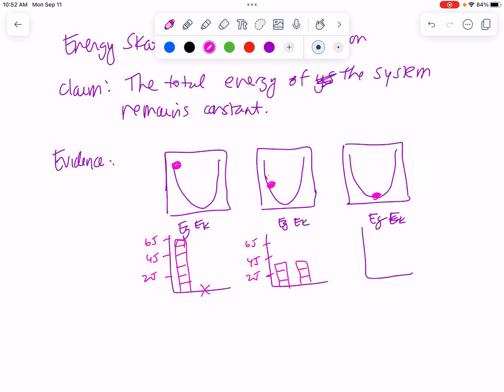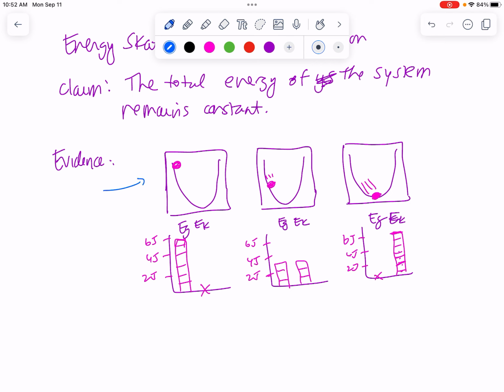That would be a moderate amount of speed, so I'd need to see the whooshies. Then when she's coming across the bottom, she'd have no EG because she's at the bottom, but there's 6 joules of energy present, so she's going to have 6 joules of EK. This is going to have to show faster whooshies.